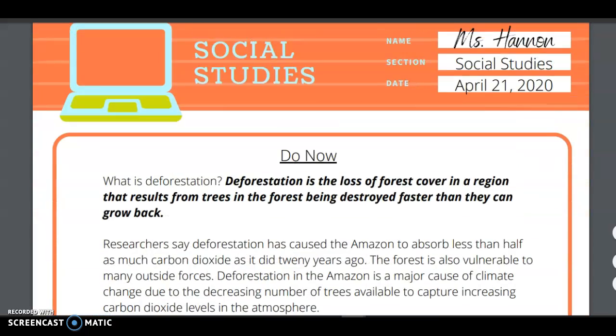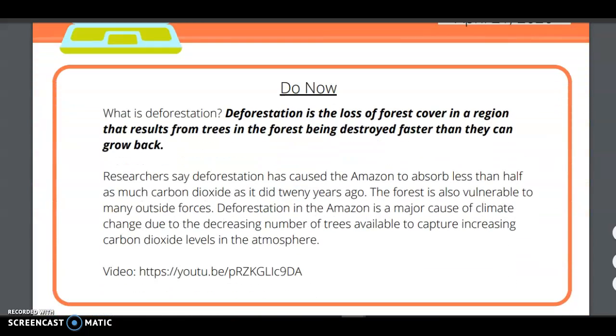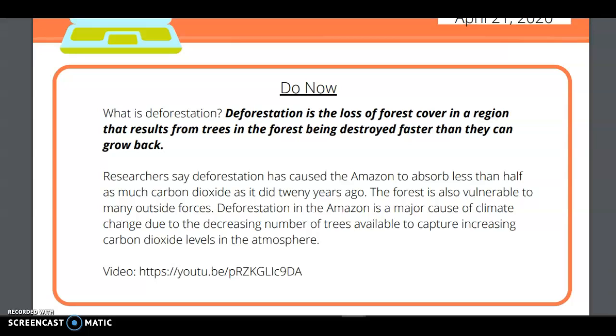All right, deforestation. Here's a visual feedback on what that answer was. So you can see, if you have a notebook or if you're taking notes, that would be important to jot down.